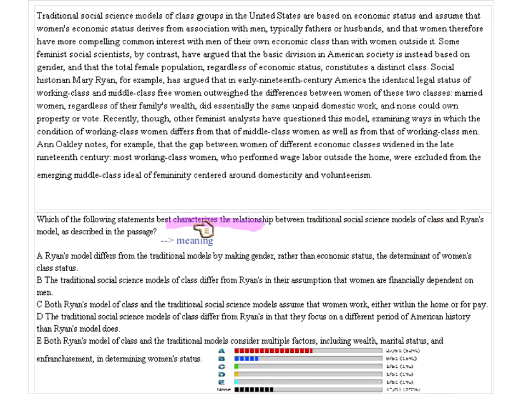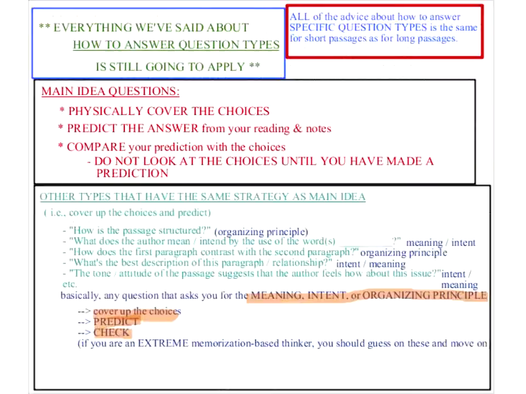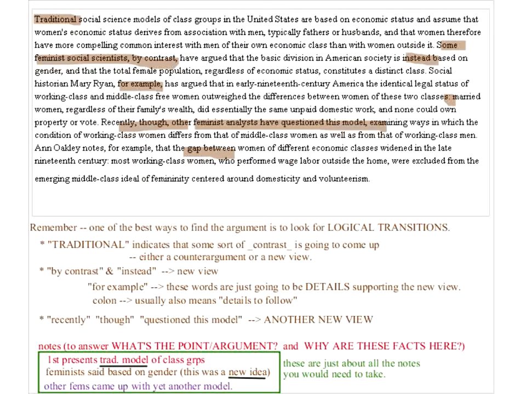So the traditional model and then Ryan's model. So if you go back to this, you can still use the transitions here. Some of these people, by contrast, have argued that the basic division is instead based on gender, and that females are a class. And then it says Mary Ryan, for example. So that's your relationship. Your relationship is going to be that she is an example of one of the people who thought it was based on sex, instead of the traditional model.